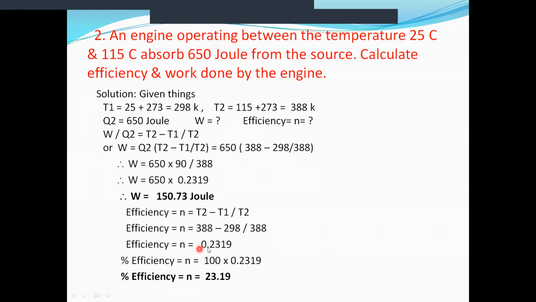Now again, it is less than 1. एक से कम है. देखिए, efficiency का जो आंसर आएगा हमेशा आपको एक से कम रहेगा. परसेंटेज efficiency नहीं बोल रहा हूं मैं, only efficiency. So it is 0.23, that is एक से कम है. It is less than 1.